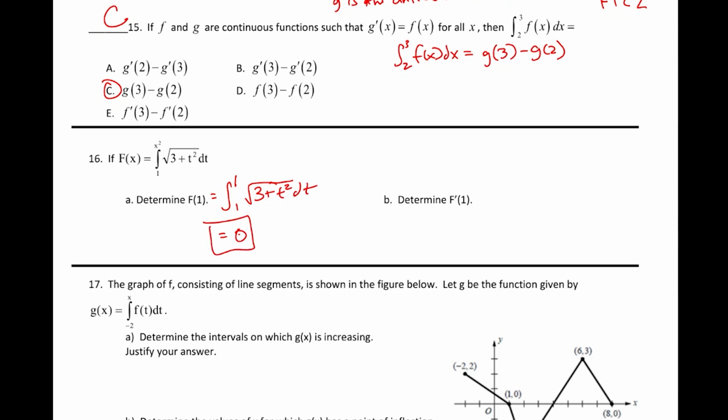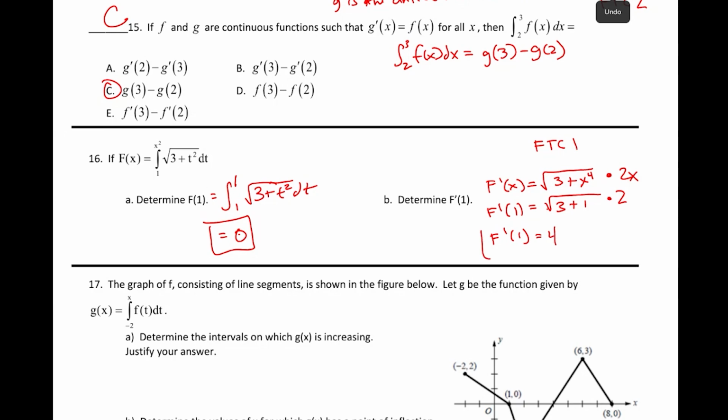Now, if we want F prime of 1, this is where we're going to use FTC1. We're going to differentiate that integrable function. So the derivative there is going to be, well, let's just write it out. F prime of x will be the square root of 3 plus x squared squared, which would be x to the 4th, and then we need to multiply by the derivative of x squared, which is 2x. So if I want F prime of 1, I'm going to substitute in 1 everywhere where I see x. So that'll be the square root of 3 plus 1 times 2. Now 3 plus 1 is 4. The square root of 4 is 2. 2 times 2 is 4.